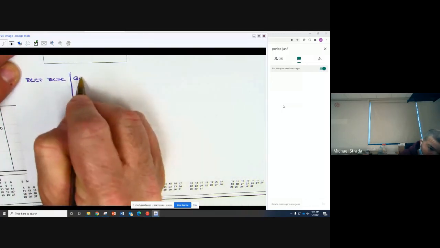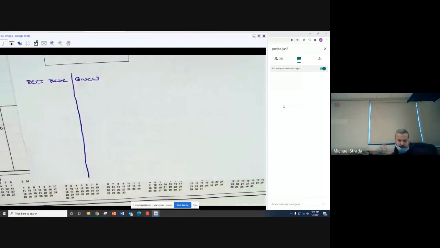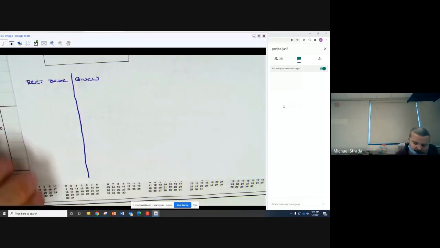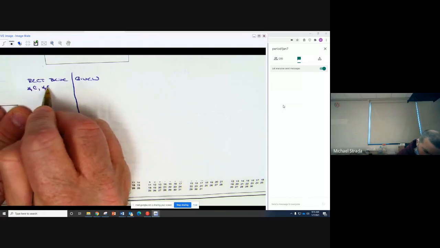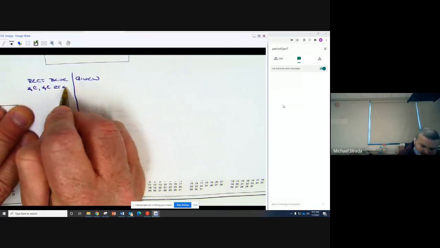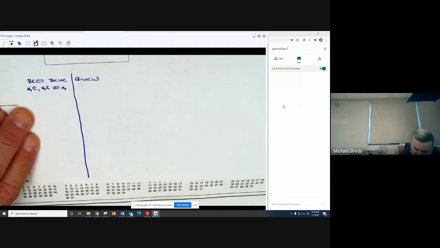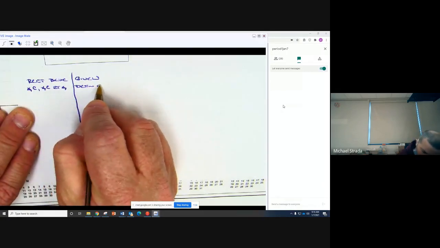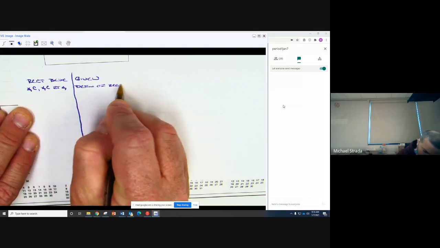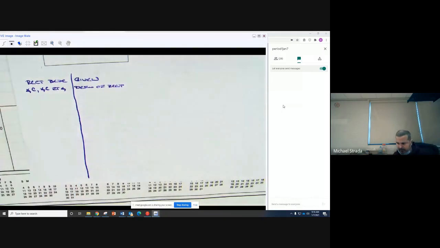Given. Okay. Angle C, angle E are right angles. All right, angle C and E are right angles. Definition of rectangle. Again, you won't have to do that for Monday, but you will need that when we go into chapter 6.